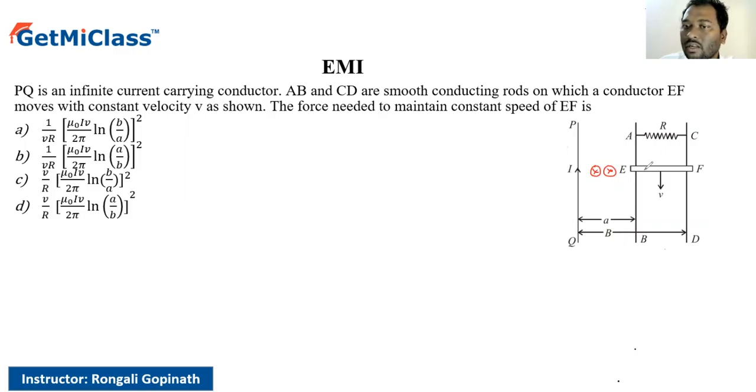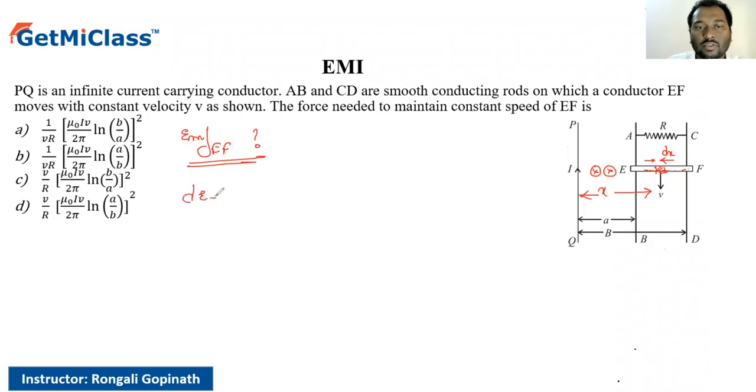But this particular magnetic field is not uniform all through EF. Right? This magnetic field, let's take any one particular point at a distance of x from this infinite current carrying conductor, and the thickness of that element, let's call it dx. Let's see what is the EMF induced in this dx, and then we'll try to find what is the EMF induced between E and F. This is our first objective. Okay, so how do we do that?